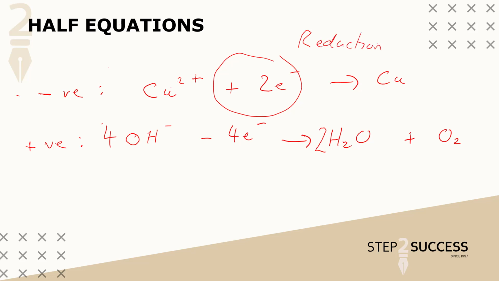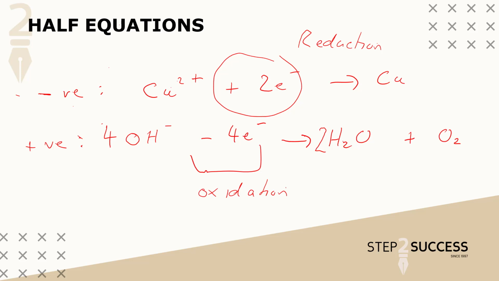We say that the copper, in this case the copper sulphate, is being reduced, and at the positive electrode over here, electrons are being lost, and therefore that is oxidation. Oxidation is the loss of electrons. And that is all you really need for these questions.